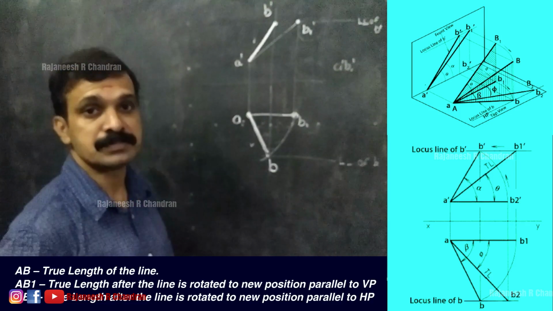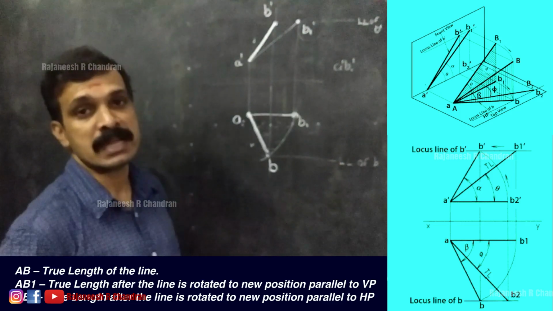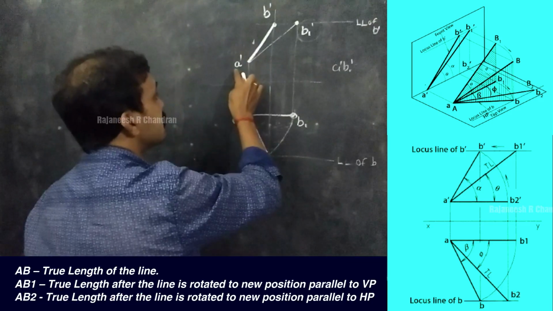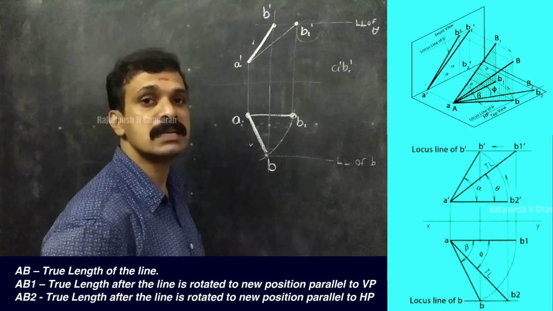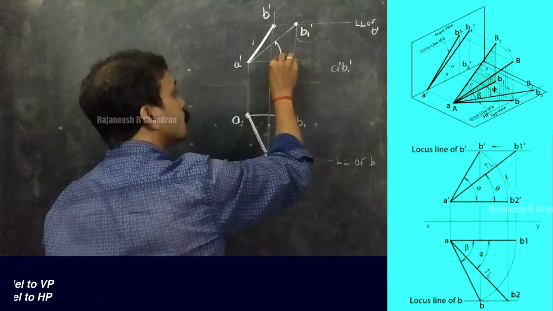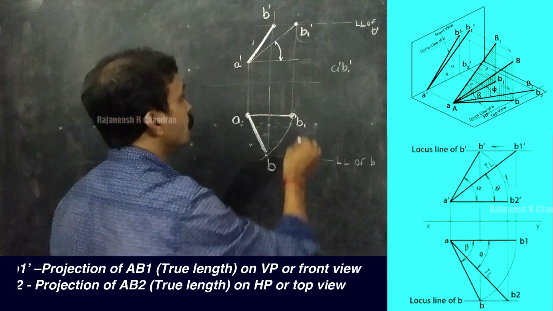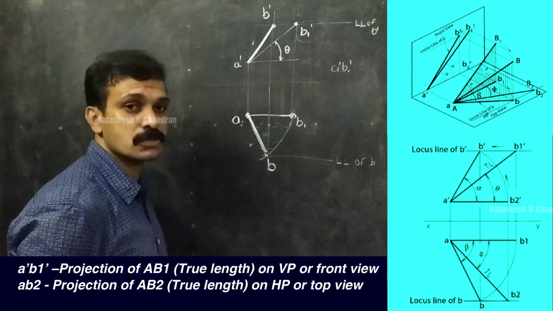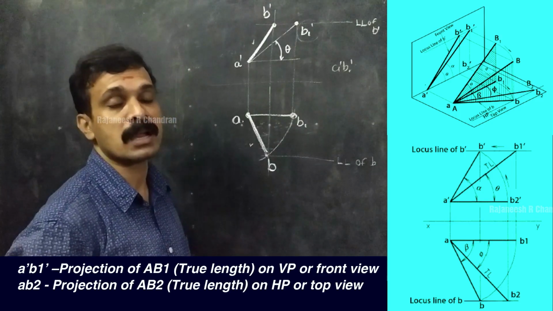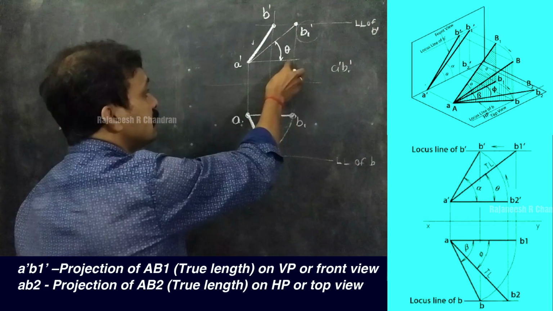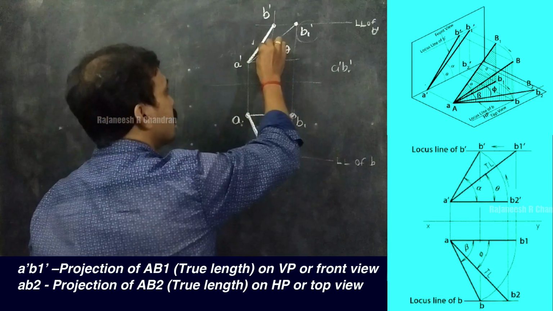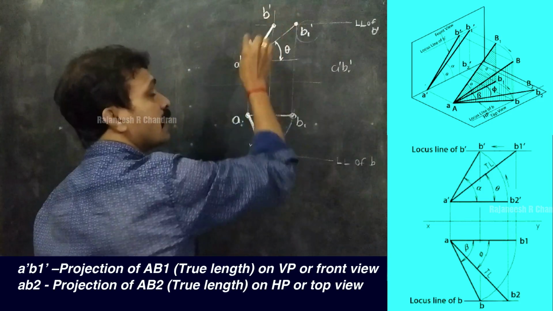So we know that all the true length lines will have true inclinations. So here this is the true length, and since A dash B1 dash is the true length in the front view, this inclination will be the true inclination with the HP. So this will be the angle theta. So theta is the angle of inclination of the true length in the front view, or the angle of inclination with the HP. So theta is the inclination of A dash B1 dash with the XY line, and this is the inclination of A dash B dash.